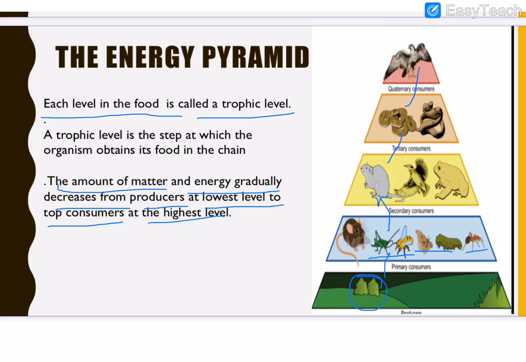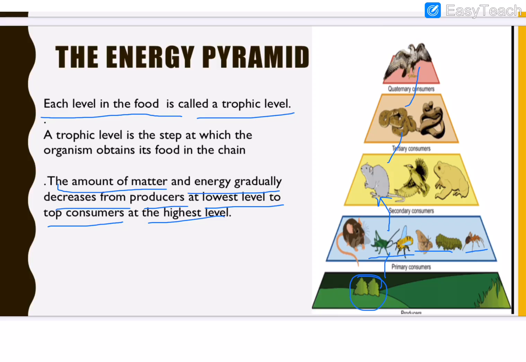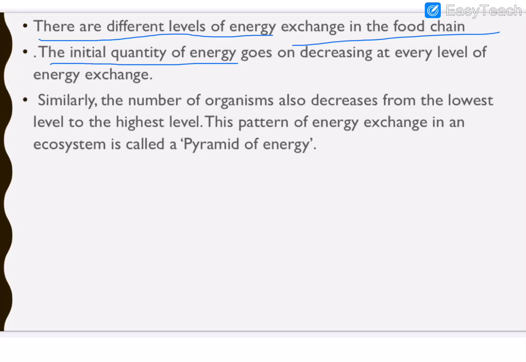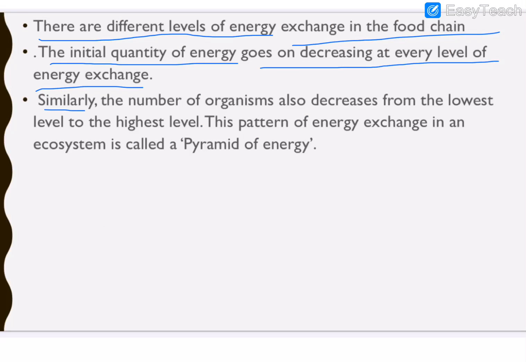So the energy pyramid is a pattern of energy exchange in an ecosystem. You know how energy is passed on from the producers to consumers. This pattern of energy exchange is called an energy pyramid. There are different levels of energy exchange in a food chain. You have seen the trophic levels of energy exchange, and the initial quantity of energy goes on decreasing at every level. At each level, the energy consumed by the consumers decreases.